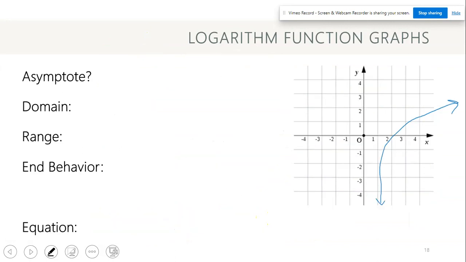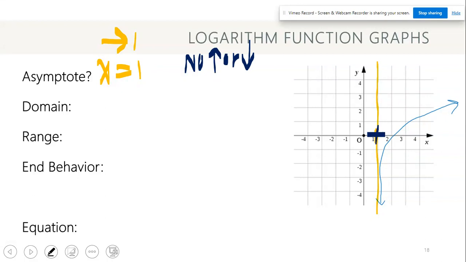Let's do another graph. Here's a logarithm. I know it's a logarithm based on the shape, but I need to know where is it flattening out. It's flattening out right here at x equals 1. That means our graph shifted to the right 1 unit. Notice that from here, go to the right 1. That's right on our graph. So we did not move up or down. No vertical shift happening here.